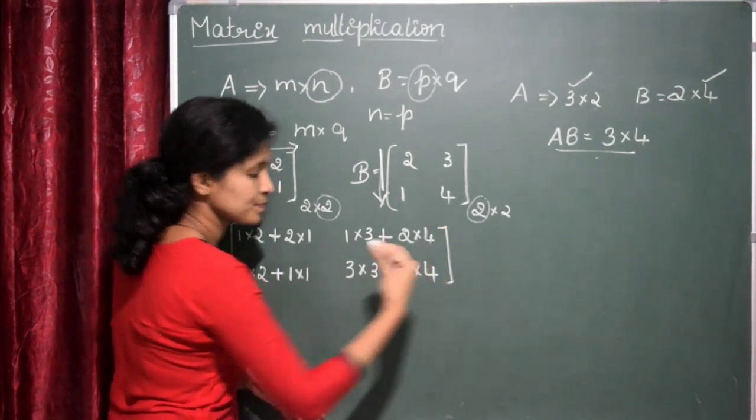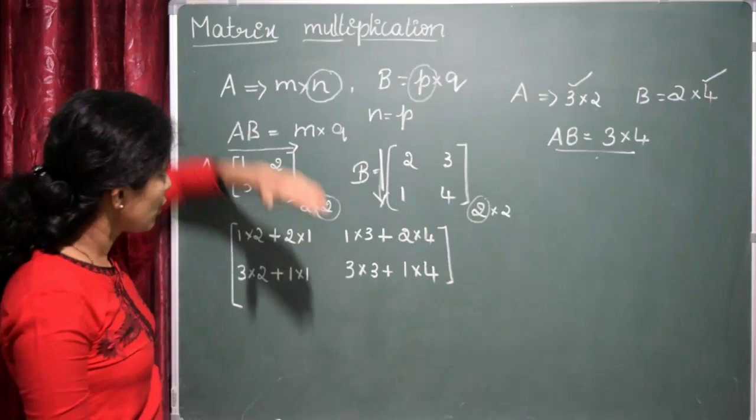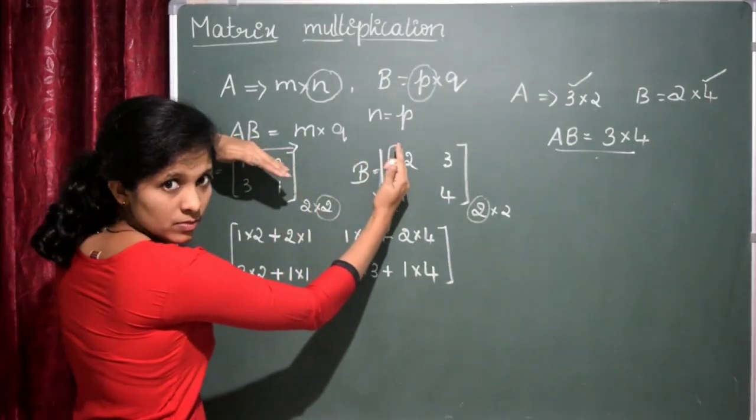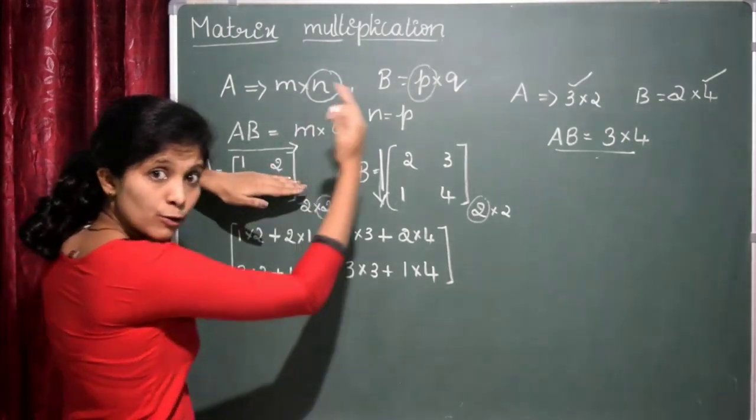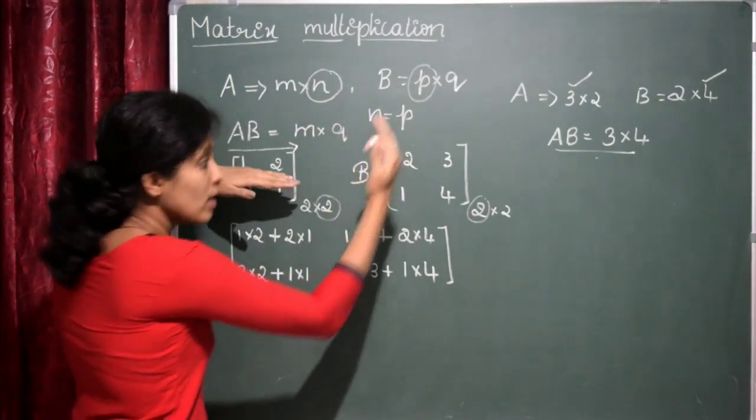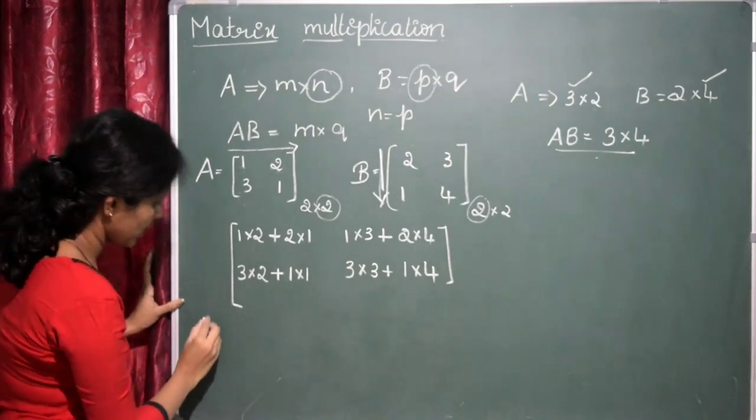Is it clear? I'll repeat once again. First row, first column, and first row, second column. Then second row, first column, second row, second column. I hope you understood this one.